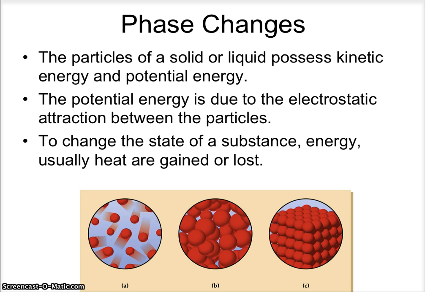You can see that the solid, C, is tightly packed. They are pretty structured, whereas B is less so, and of course A is even less so. There is no definite shape. So again, in phase changes, the chemical bonds are either formed or broken as energy is being inputted or being taken away.